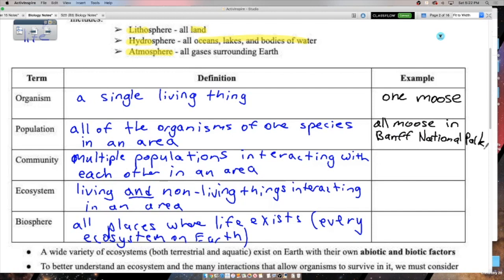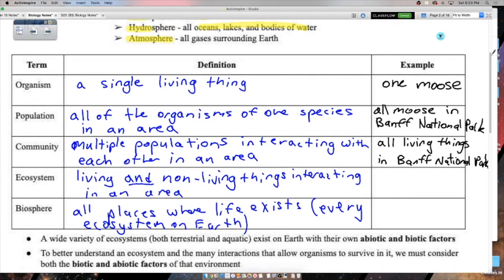Now, how do we get to a community? Well, remember, a community is just all the living stuff interacting with each other. That's what makes a community, all living things interacting. So let's just say, simple enough, all living things in Banff National Park. Okay, how do we take it to the next level and make it an ecosystem? Well, remember, a community is just an ecosystem minus the non-living stuff. So we just got to put the non-living stuff in and then it's an ecosystem. Okay, so all living and non-living things.